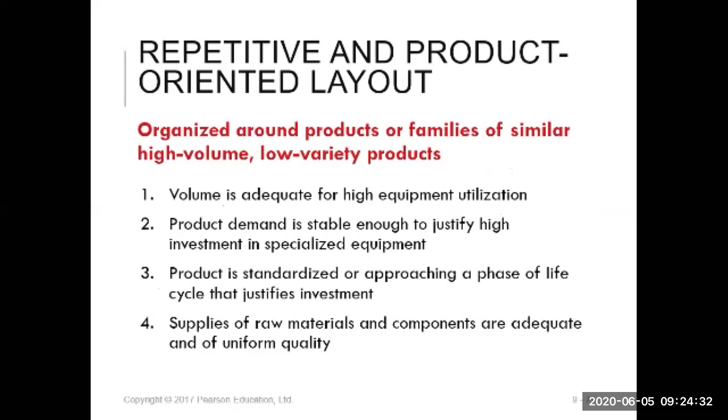So the next one is the repetitive and product layout. This is the last layout. Usually repetitive, I think this one is already explained in the process. The repetitive process usually uses a product-oriented layout, so we organize the process based on the product to produce that product. The strategy for this product-oriented layout is to produce high volume and low variation of products.